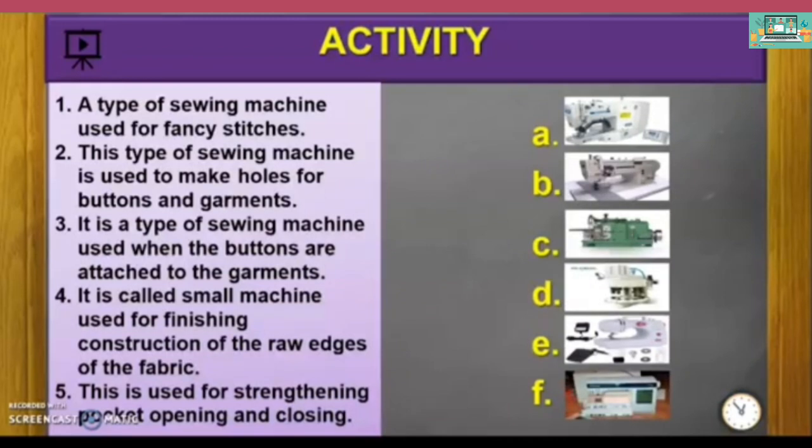Number 1, a type of sewing machine used for fancy stitches. Number 2, this type of sewing machine is used to make holes for buttons on garments. Number 3, it is a type of sewing machine used when the buttons are attached to the garments. Number 4, it is a small machine used for finishing construction of the raw edges of the fabric. Number 5, this is used for strengthening pocket opening and closing.